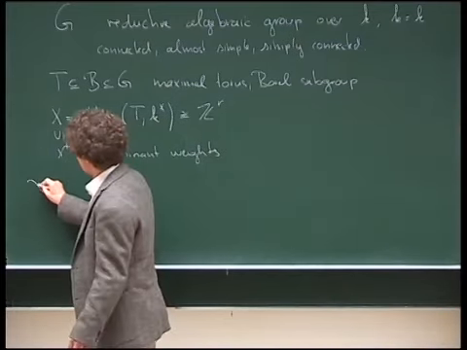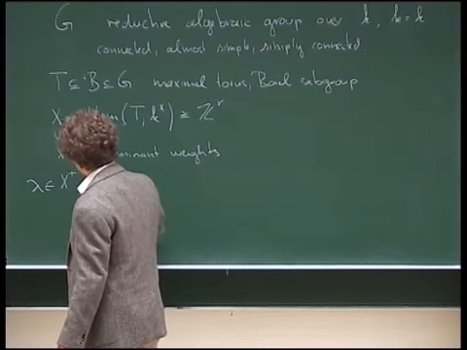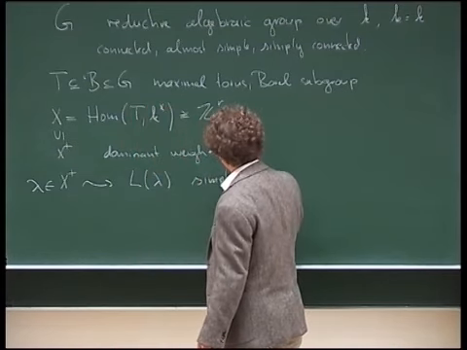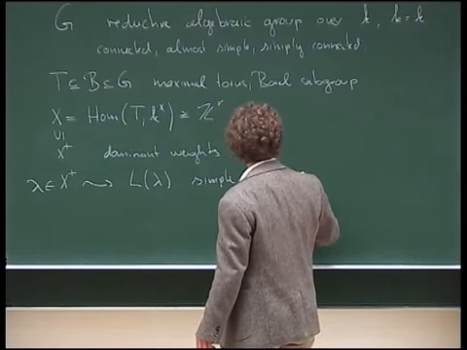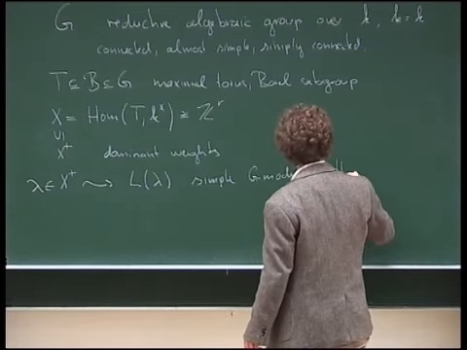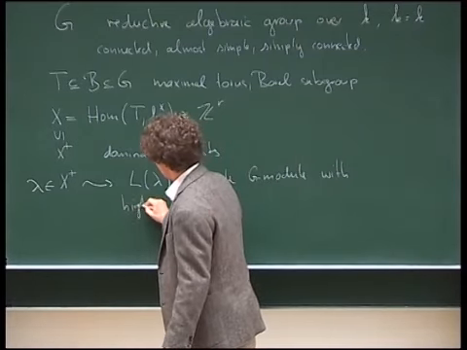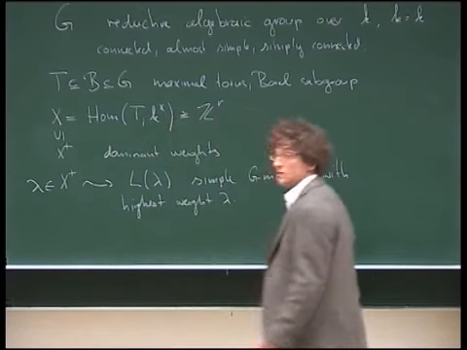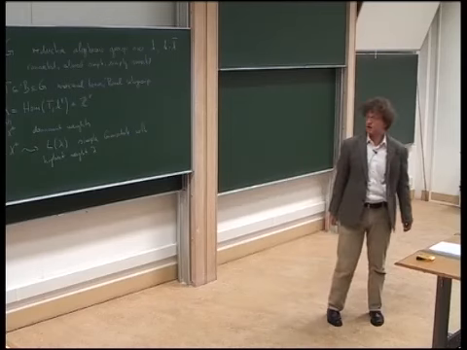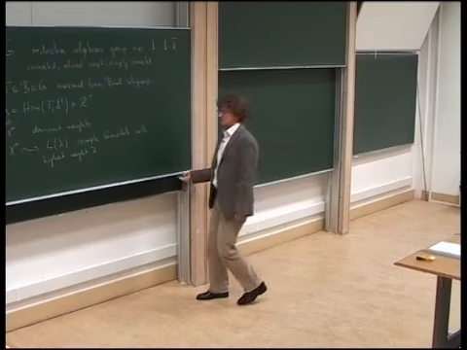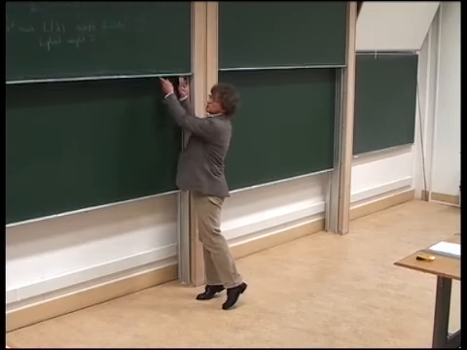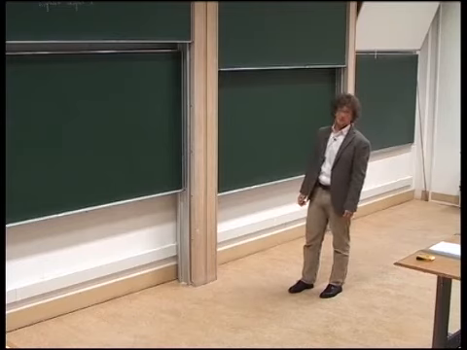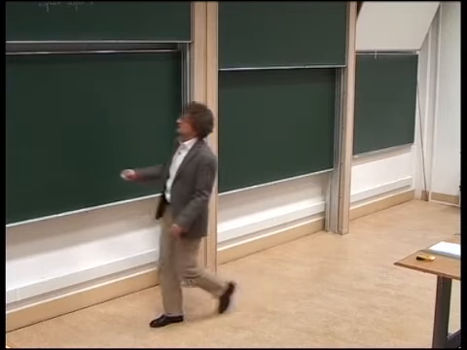For any dominant weight lambda, there is L(lambda), the simple G-module with highest weight lambda, and we are interested in the structure of these simple highest weight modules. The first question that one should ask as a representation theorist is the question about the character of such a module. So what is the character?